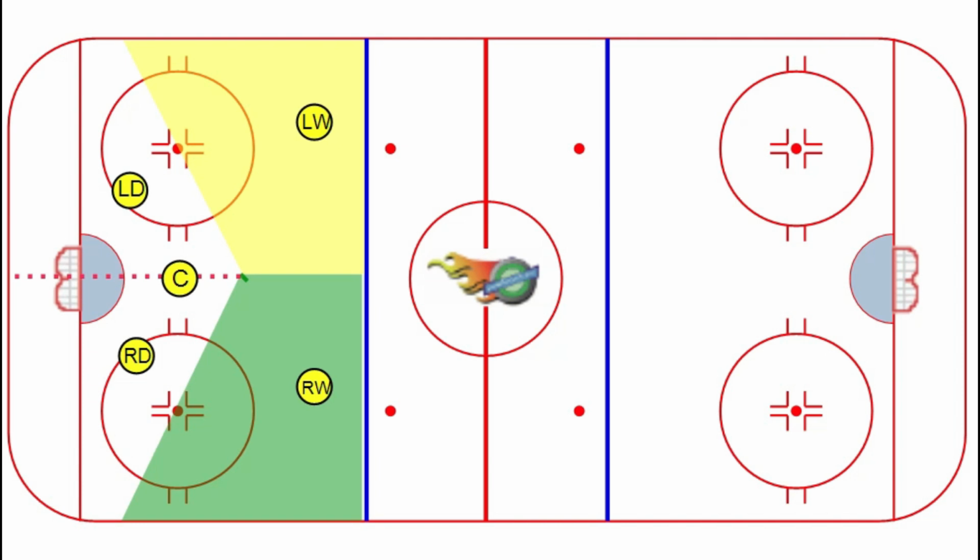The three players within the white zone is the defensive unit. This consists of two defensemen and a centerman. It is important to allow these three defensemen to move freely within that white zone. Let's continue to the next zone, the neutral zone.